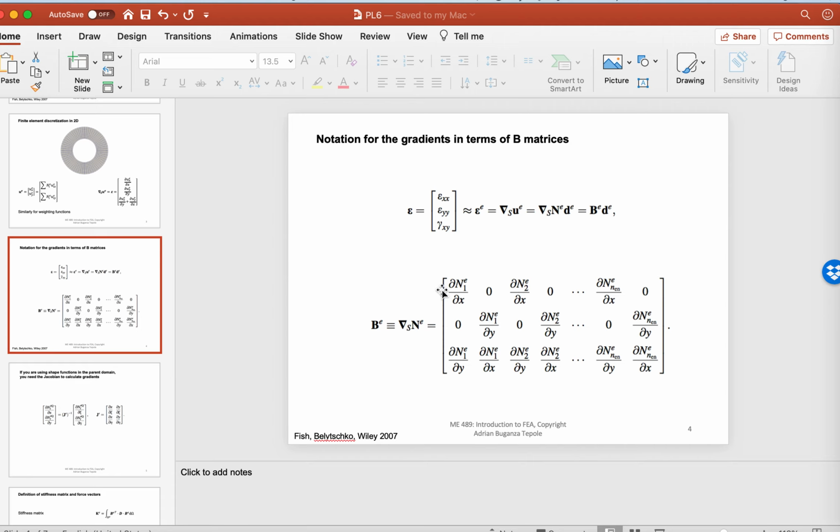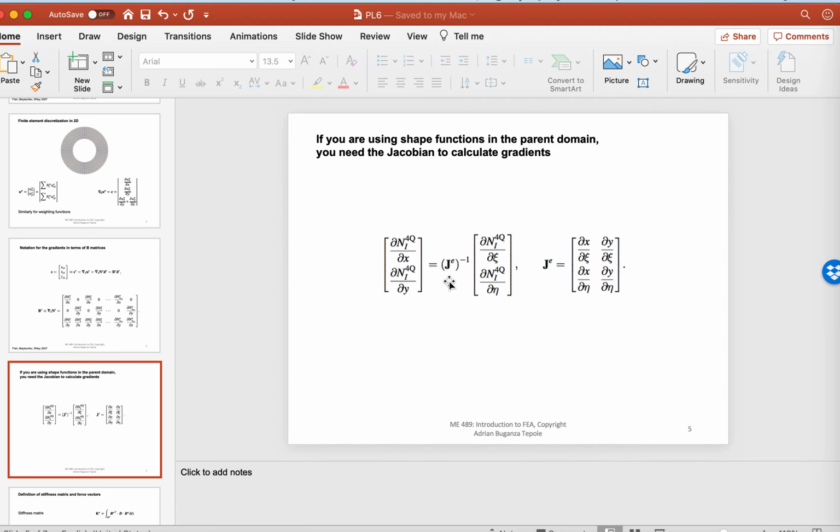So in order to get derivatives with respect to x and y, you need to use the inverse of the Jacobian. You need to build the Jacobian matrix, which is the Jacobian of the isoparametric map. Then you can use the inverse of the Jacobian times the derivatives with respect to the xi and eta variables to get derivatives with respect to x and y. So that's one thing that is going to be a little bit different from the triangle.